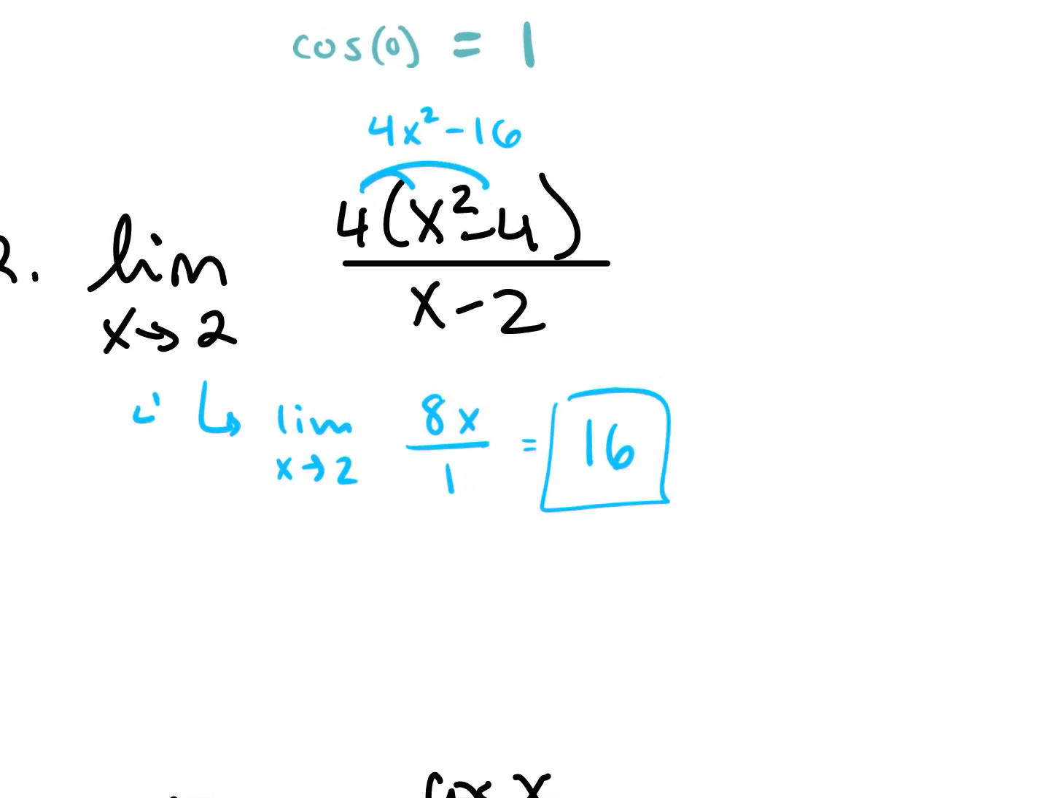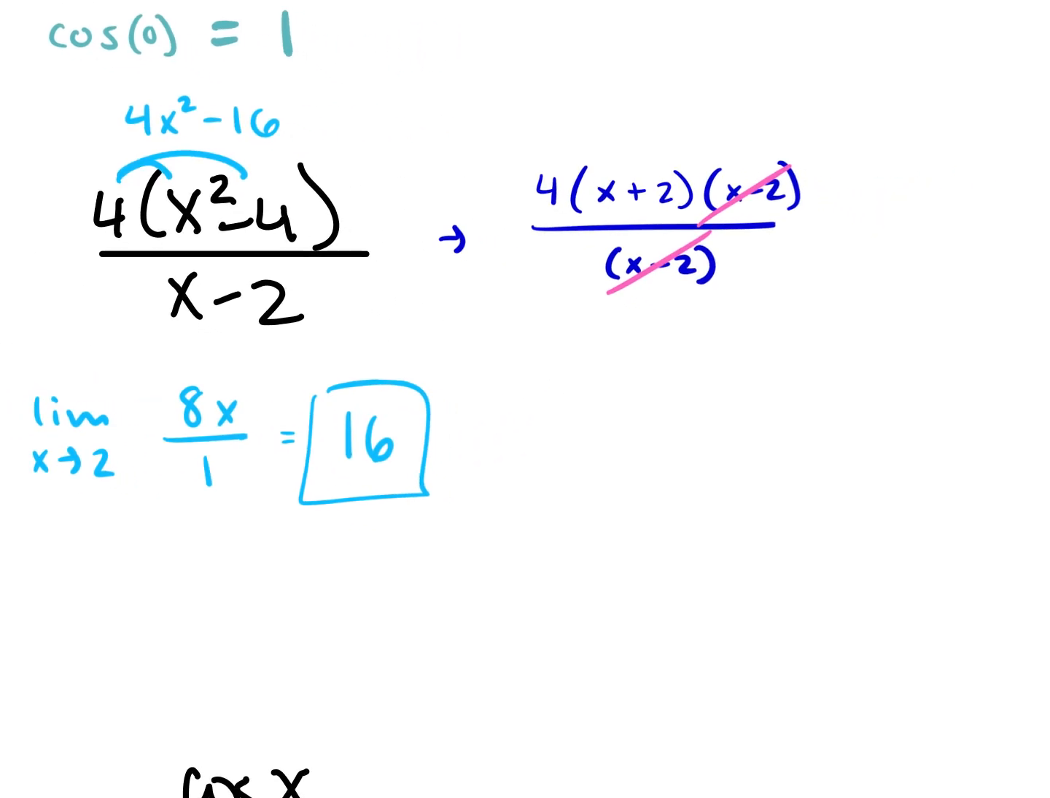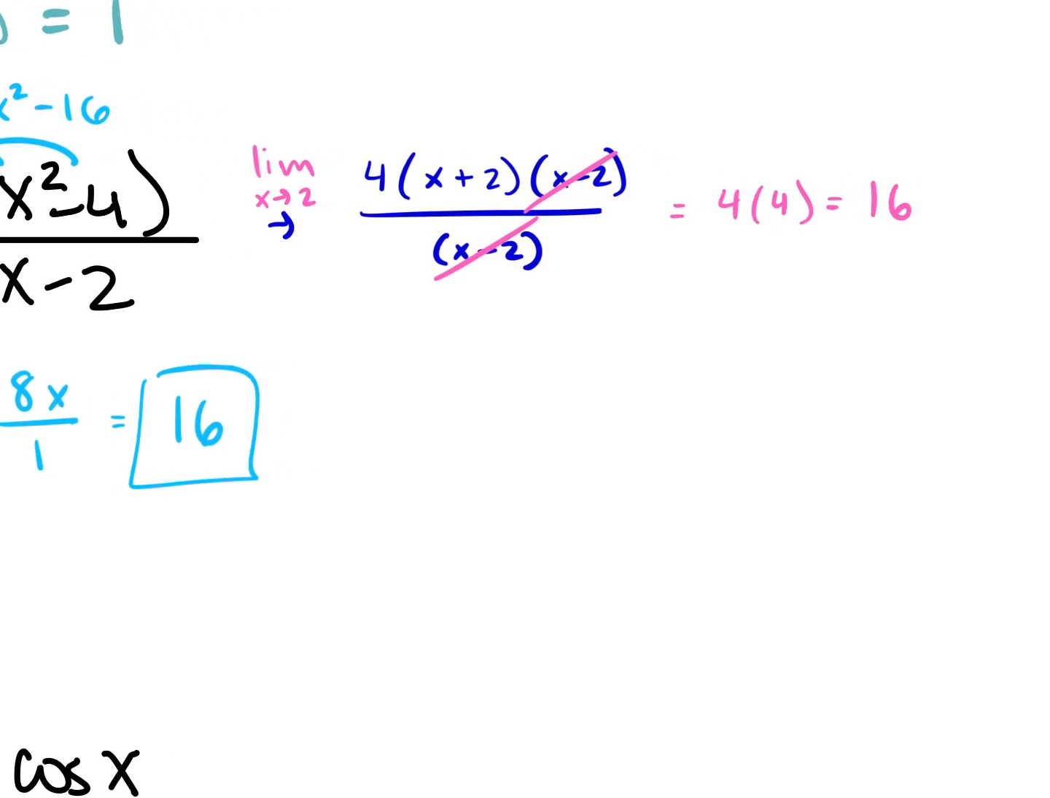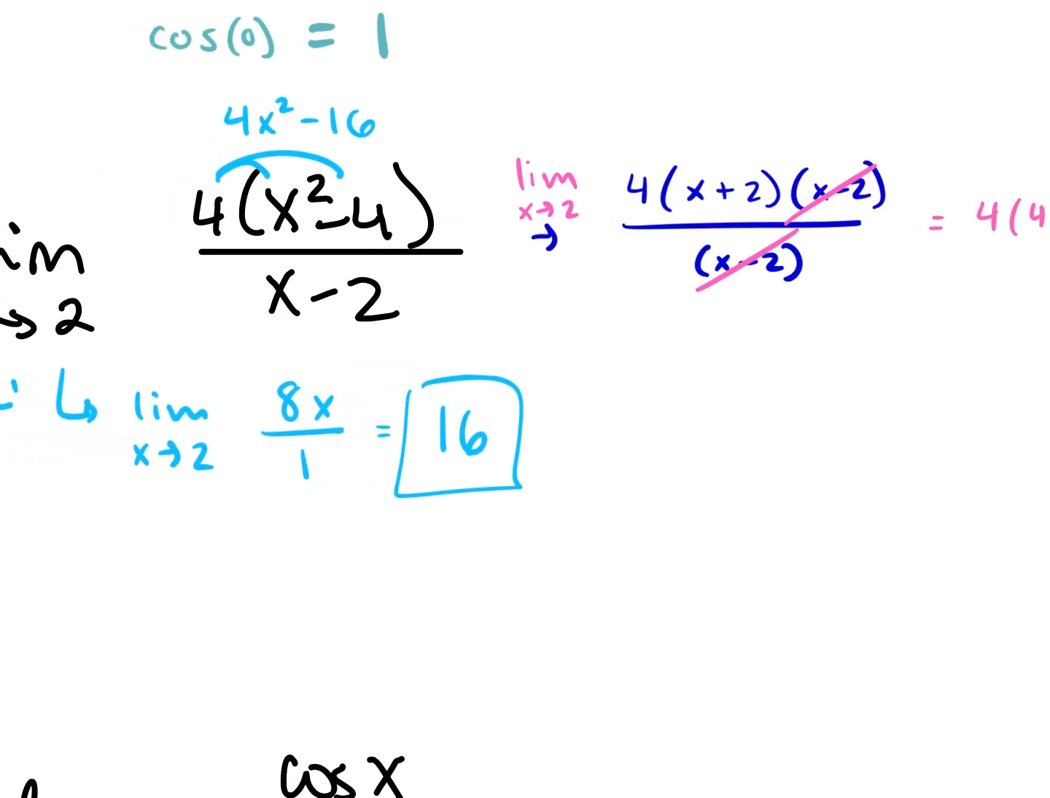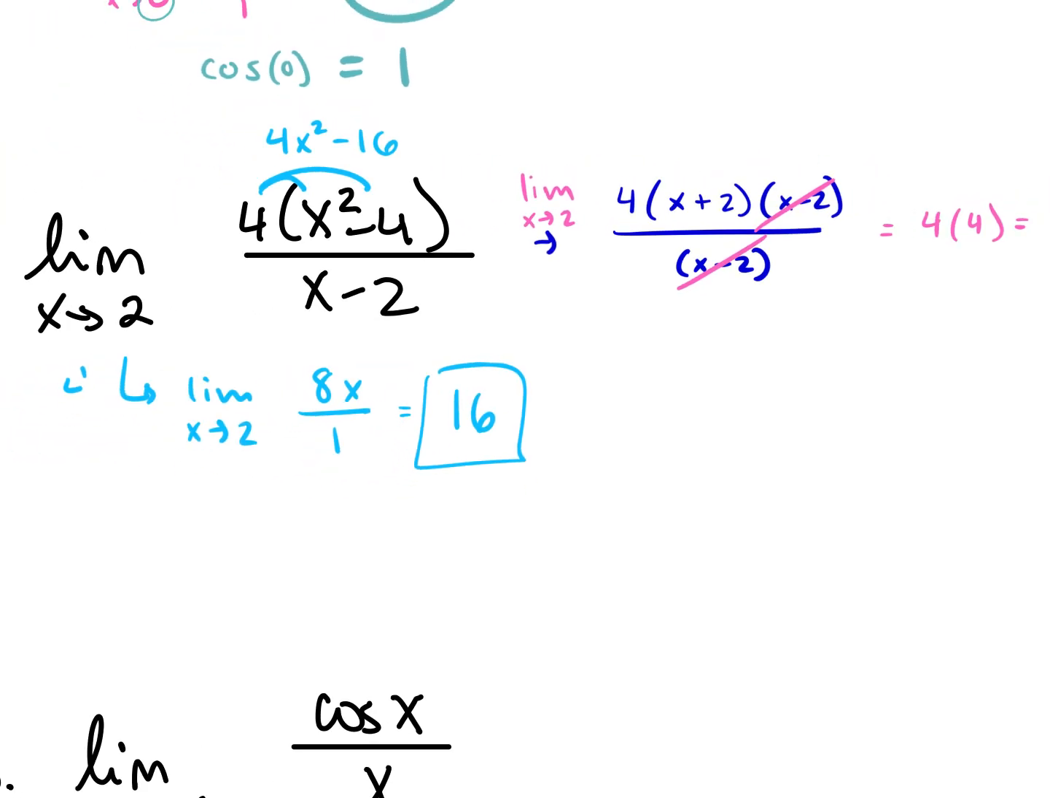You could also solve this if we think way, way back to chapter 3, I think it was, when we first started talking about limits. We could factor our numerator. So this would be 4 times x plus 2 times x minus 2 over x minus 2. These cancel. Then we could use direct substitution and plug in 2. So when we plug in 2, we would get 4 times 4, which would also be 16. So this is how we learned how to do it way back when, but now we have a new rule. We can use L'Hopital's rule and get the same answer.